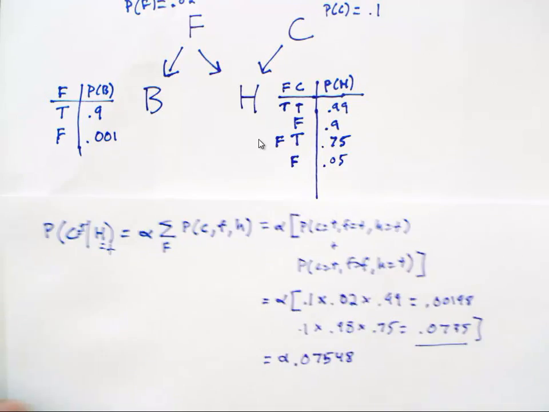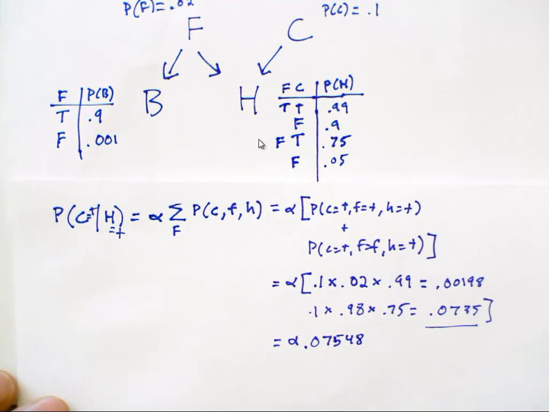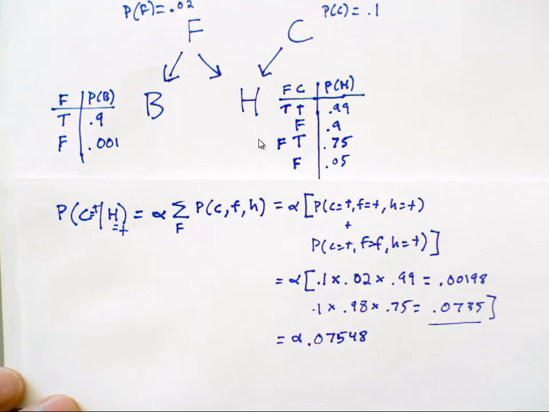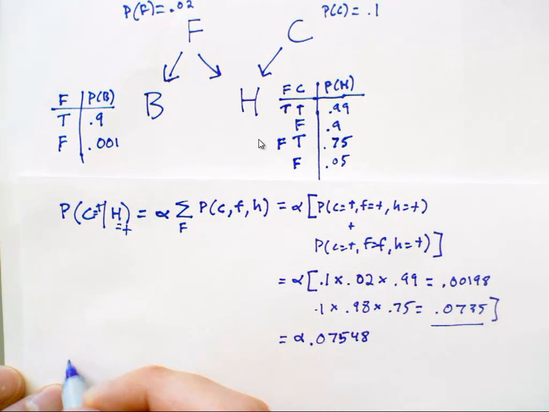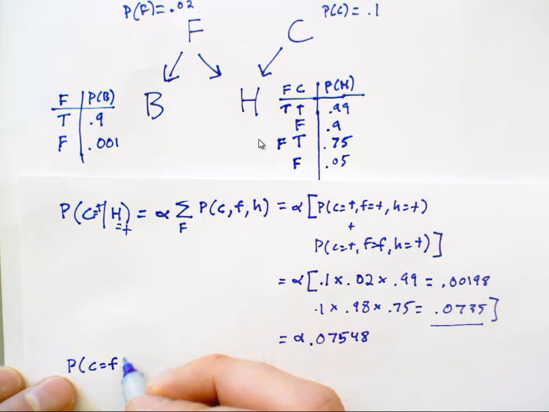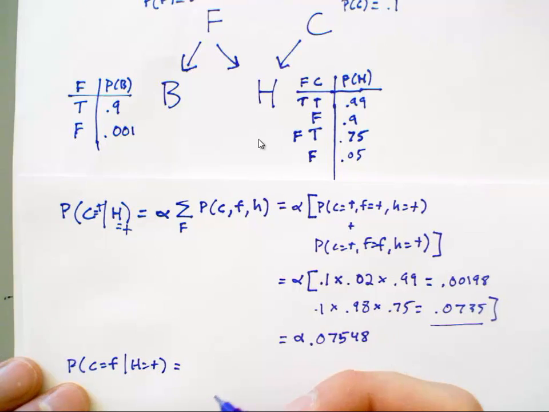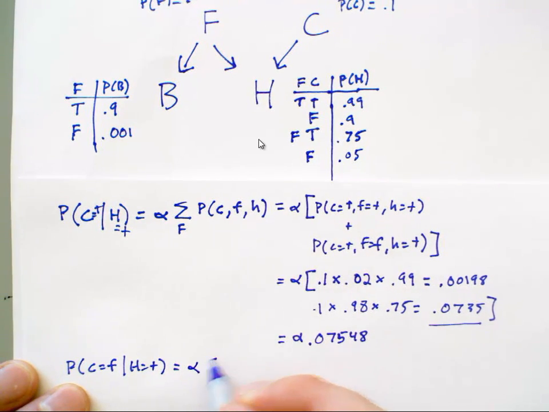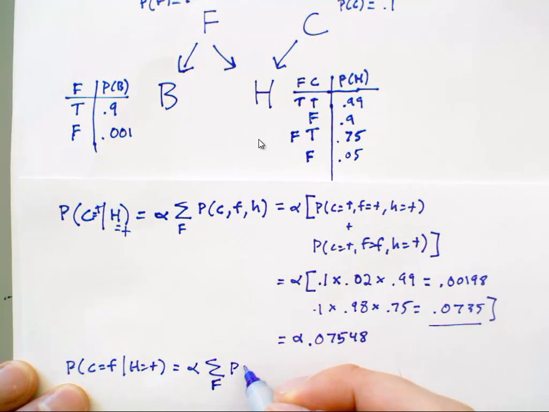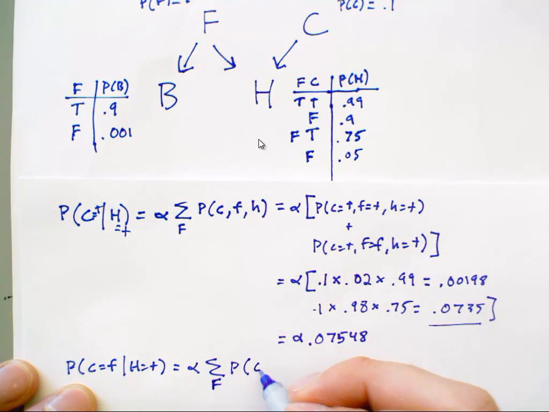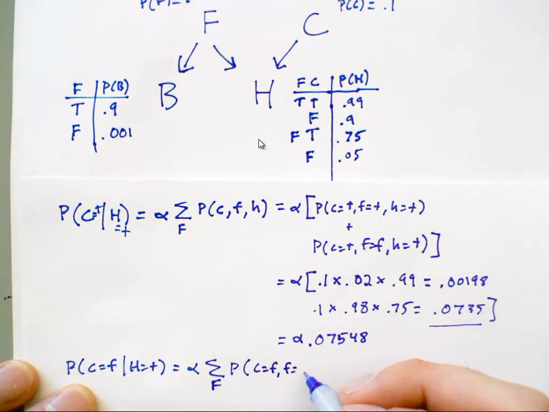So let's do the negative case. And then we know they're supposed to sum to 1. So now we're going to compute the probability that C is false, that we don't have cancer, given that headache is true. It's going to be alpha times, we have to sum out over F, the probability that C is false, F is whatever it is there, and H equals true.